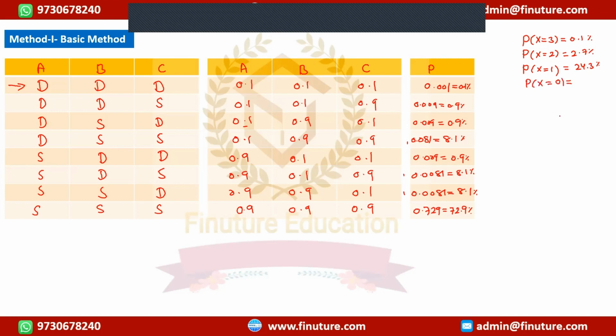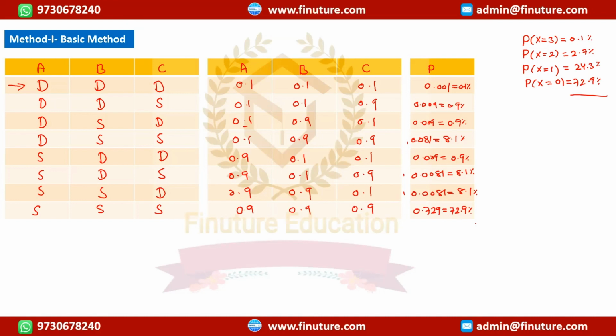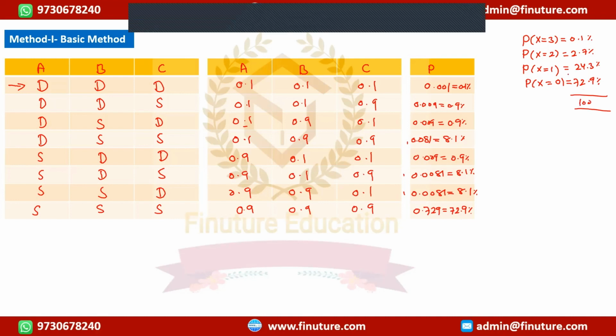Probability that zero bonds will default is 72.9. Now it should come to 100. Let's see. So 0.1 plus 2.7 plus 24.3 plus 72.9. It's 100. So it is coming as 100. In fact, I'll just show you a beautiful distribution of this. But if you were to calculate in short, you can calculate using this probability of getting 3 defaults.